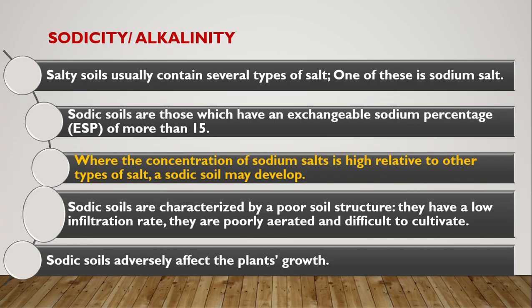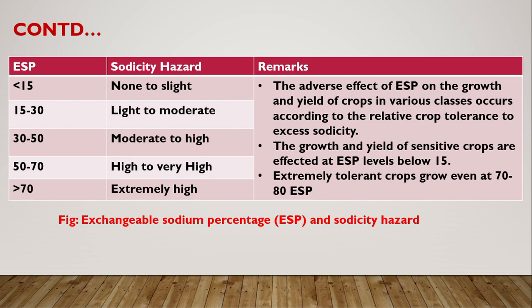Now we will move on to the alkalinity. Alkalinity, you all know, there are some types of alkaline salts present in the soil. Mainly it is sodium, so it is otherwise known as sodicity. Sodic soils are those which have an exchangeable sodium percentage of more than 15. When ESP is greater than 15, we can say that the soil is sodic or alkaline, and it will adversely affect the plant growth. So this is the ranking of the soil according to the sodicity hazard.